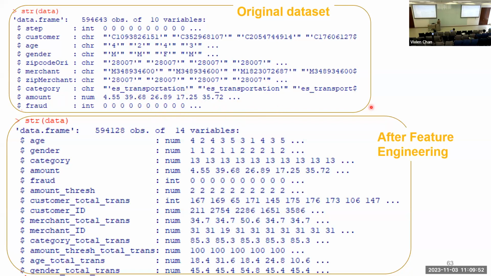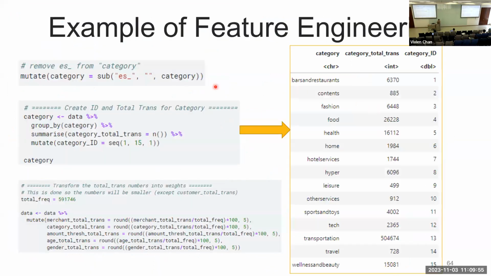So what we did here is, first of all, we remove the ES underscore, because actually it is not very meaningful. So this is a very simple step. You use the sub function here, which simply substitutes the ES underscore with nothing. So finally, you will get the category here. You can see the category values are here after conversion.